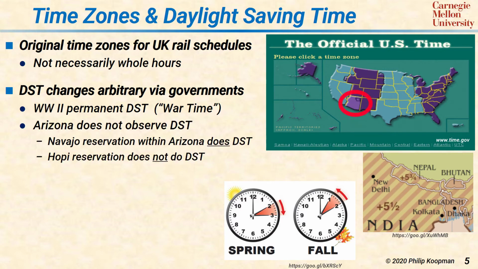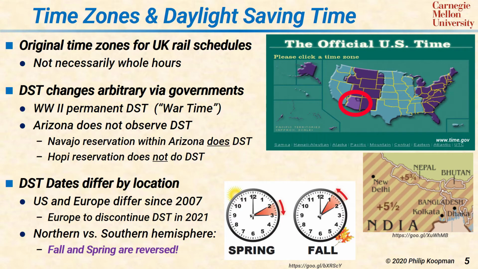Arizona, for example, does not observe daylight savings time unless you happen to be in the Navajo reservation inside Arizona, which does do daylight savings time. But there's the Hopi reservation, which is inside the Navajo reservation that does not do daylight savings time. So if you pick the right road, you can drive in and out of daylight savings time several times on a single road trip.